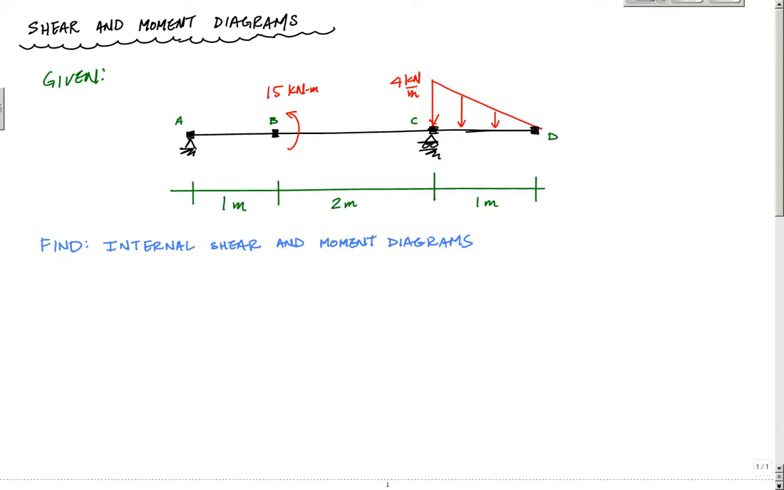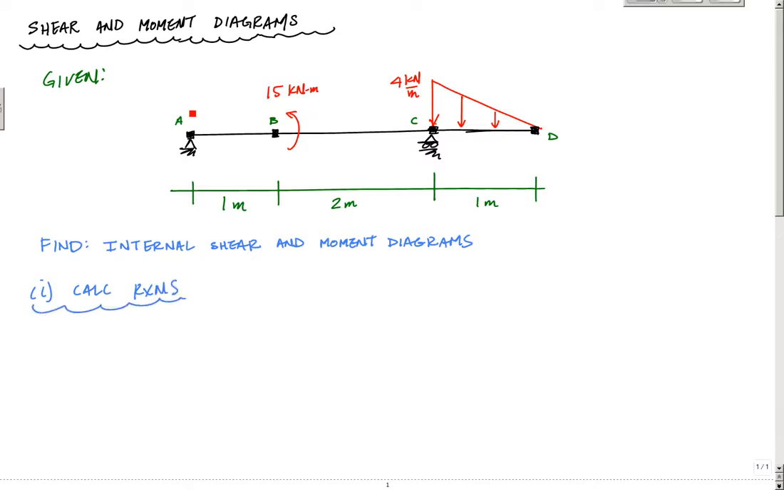In this one, I'm going to show you how to handle a concentrated moment and a linearly distributed load, and we're going to find the internal shear and moment diagram. So the first thing you want to do, as with any shear and moment diagram, is to calculate the reactions. Okay, so let's calculate the reactions.